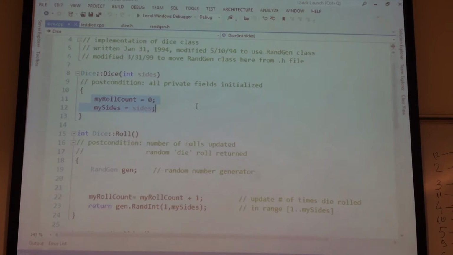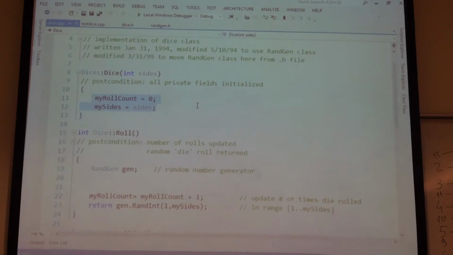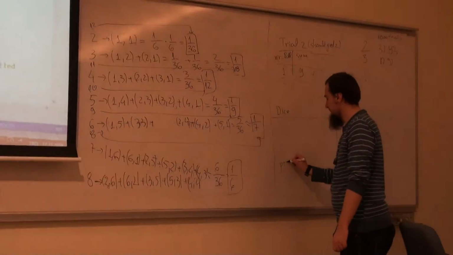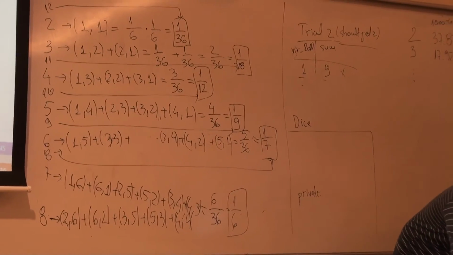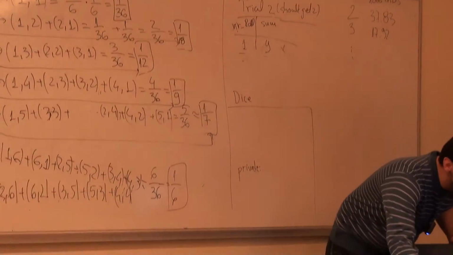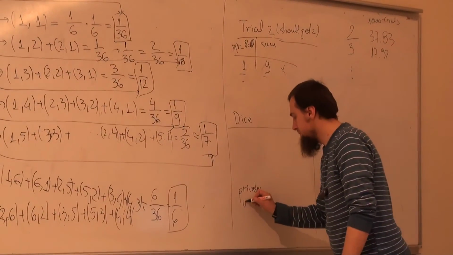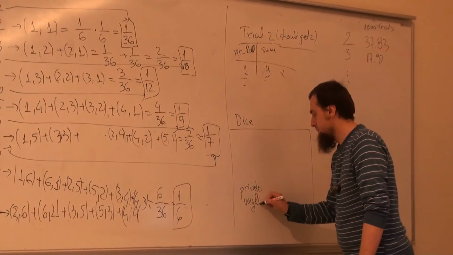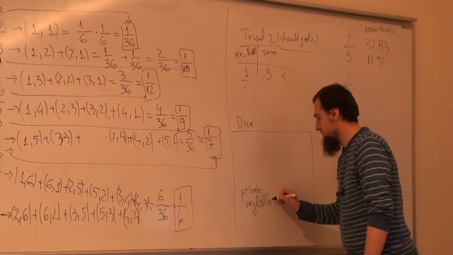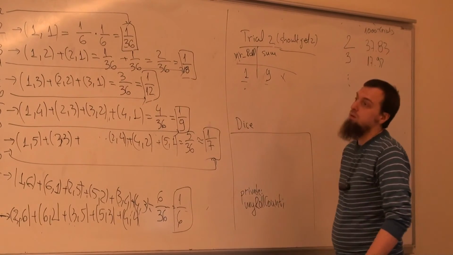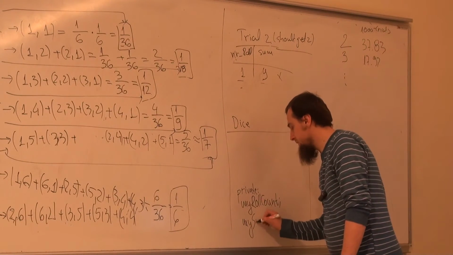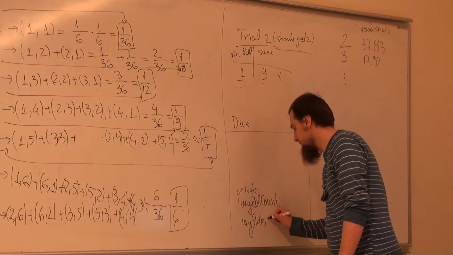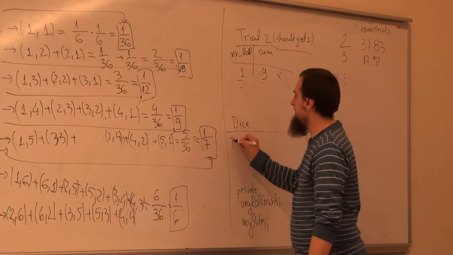So, this is the class dice. Here we have some private data. Private data are those: my roll count and my sides, the number of sides for the particular dice. Both are integers.